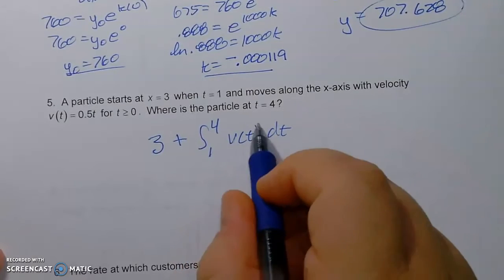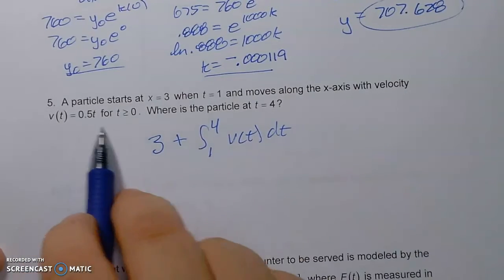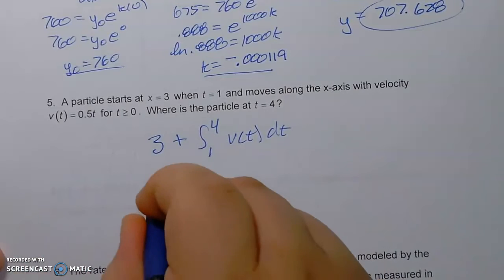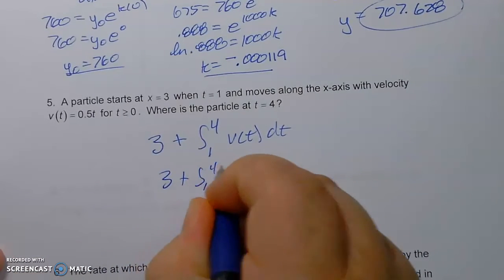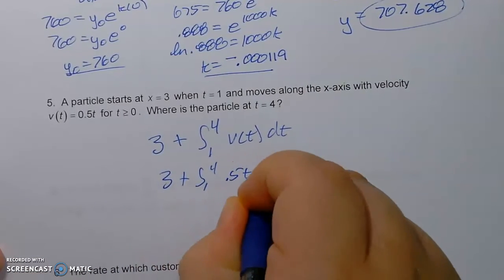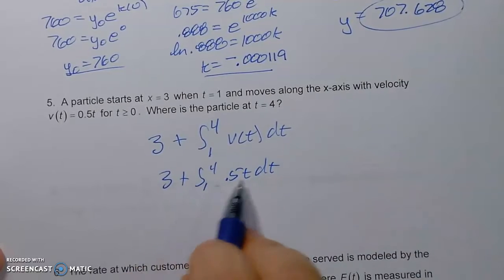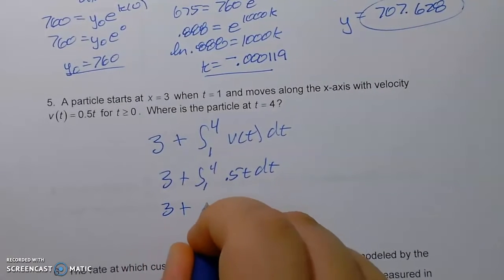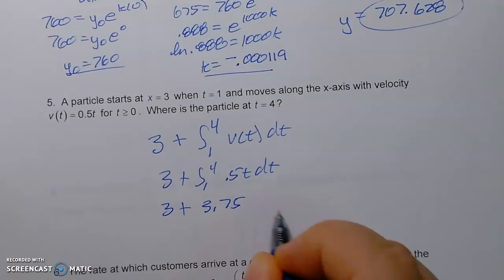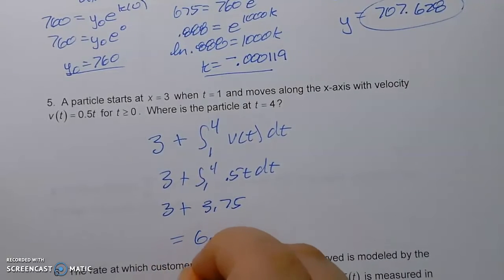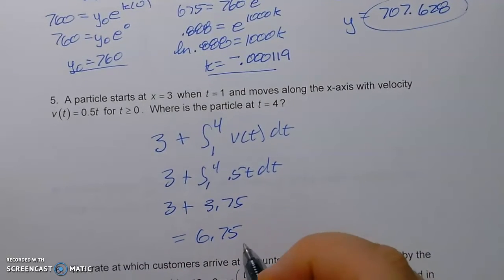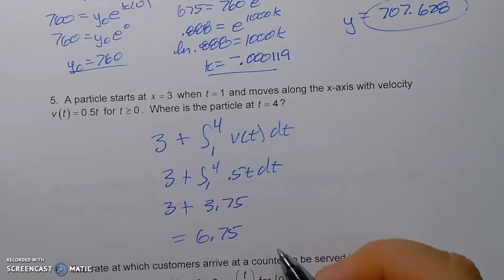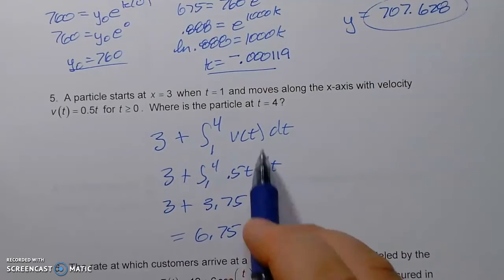So integrating velocity will give us our distance. So let's substitute that in here, 0.5t dt. We're just going to integrate that. So we have 3 plus 3.75, which is 6.75. All right. Did they give us units? No.